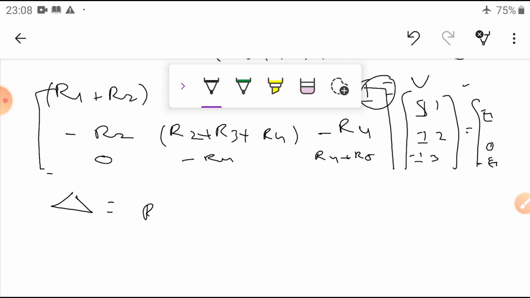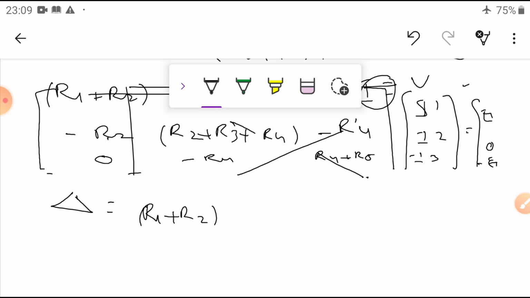So R1 plus R2, this term. This is Cramer's rule: you take this value and this value and neglect this value, this into this, this into this, and you are going to get that. Minus second term into, you take these three values, this into this and this into this. For the third value, you take this one vertical and this into this one. So we are going to get the delta value.